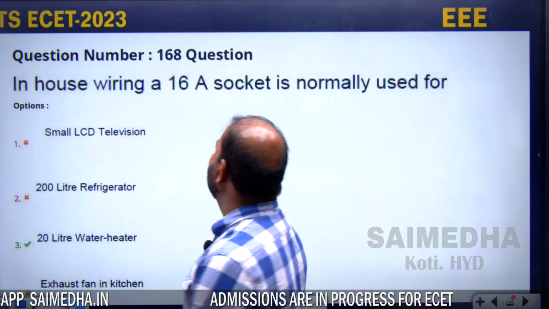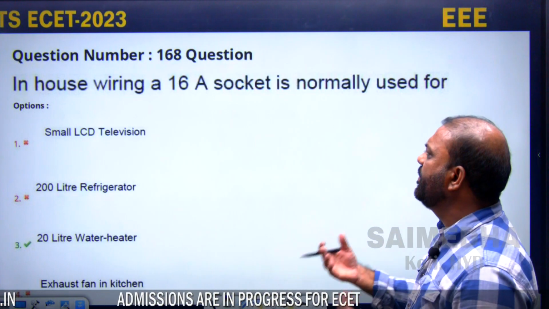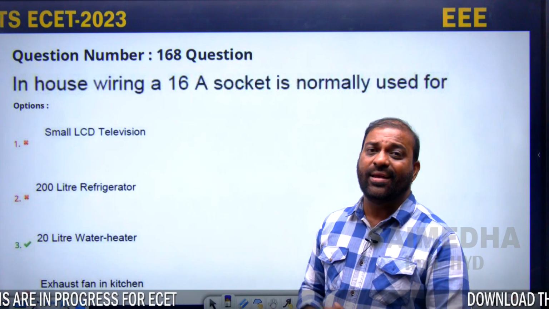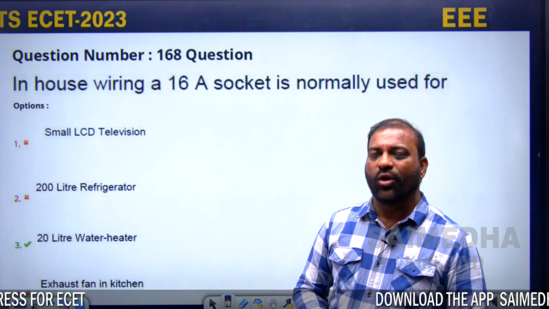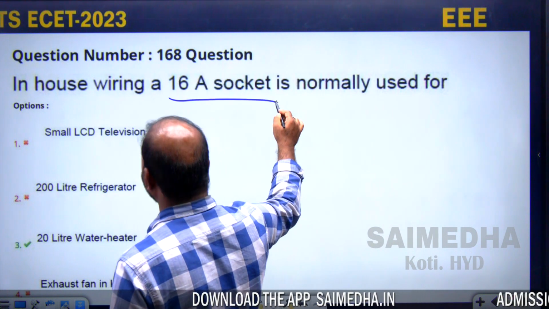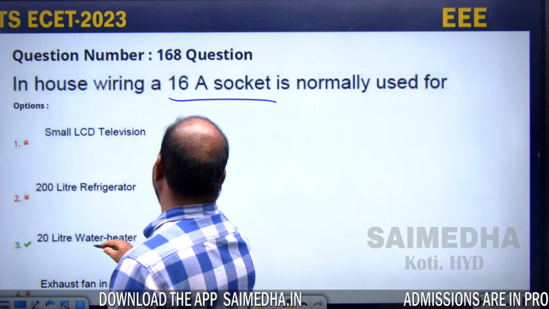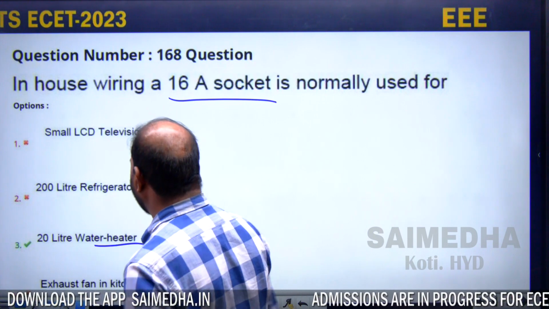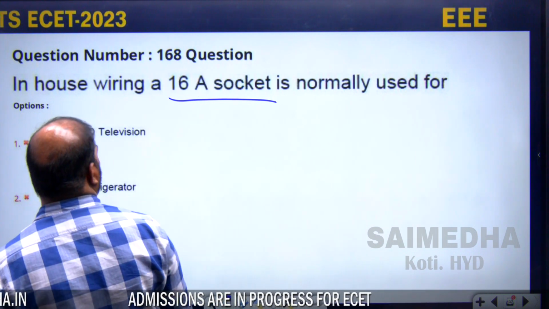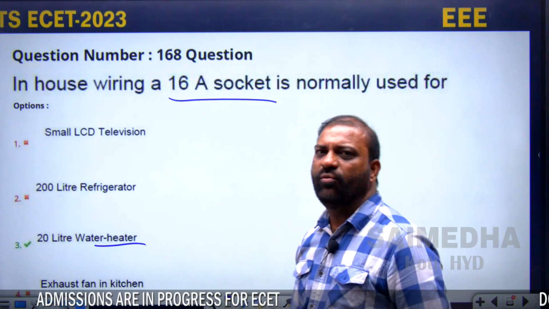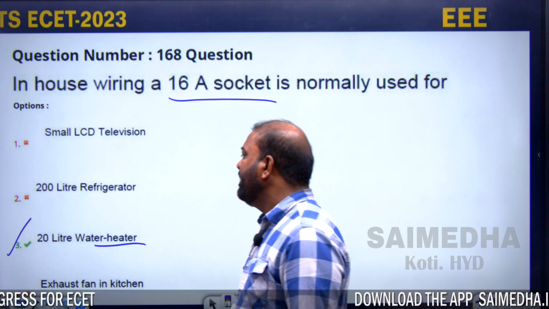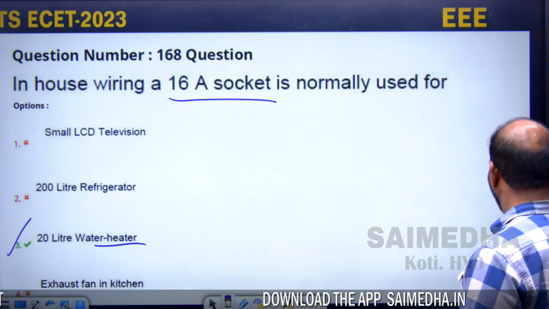Okay? In a house wiring, a 16 ampere socket is normally used for... 16 amperes means the current rating is somewhat high here. So it is for high current rating, which means that generally high current sockets are used for heating appliances. So clearly, the 16 ampere socket is normally used for a 20-liter water heater. The water heater generally draws higher current, so that's why we use a 16 ampere socket. Otherwise, if you use a low rating socket, it will burn out. That's why we use a 16 ampere socket for a 20-liter water heater. Option 3 is the right answer.